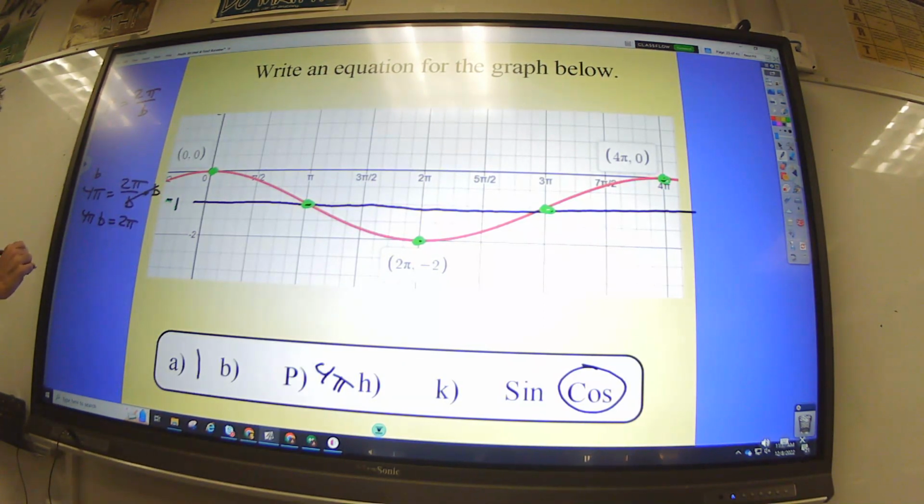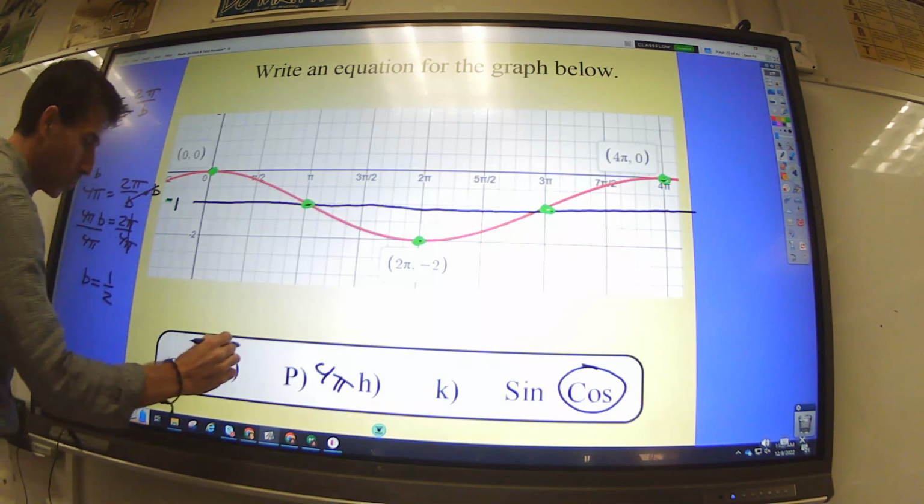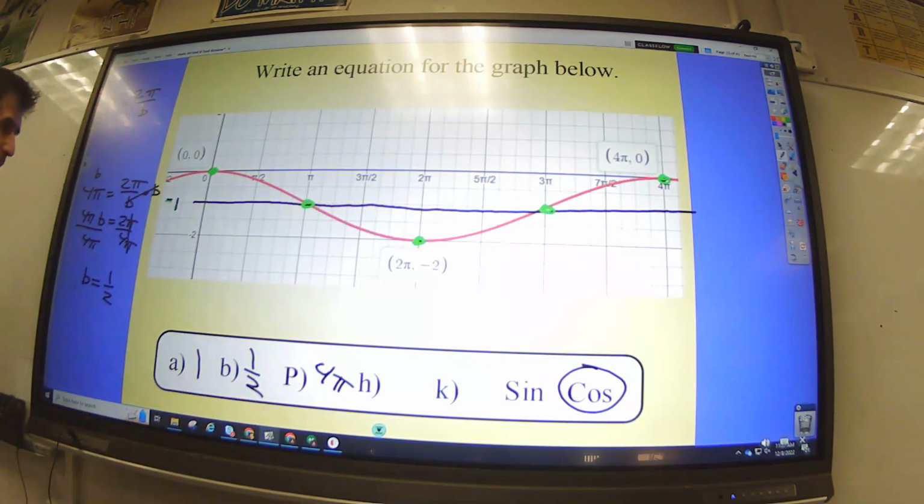And then to solve for B, I divide by 4 pi. And B equals, the pi's cancel out. 2/4 equals 1/2. So if it gets more complicated than figuring it out, you can use that equation: period equals 2 pi over B.